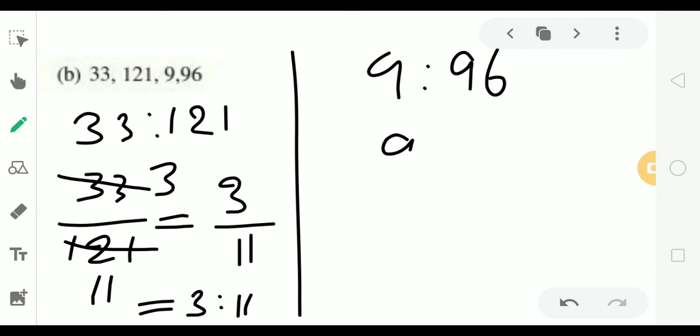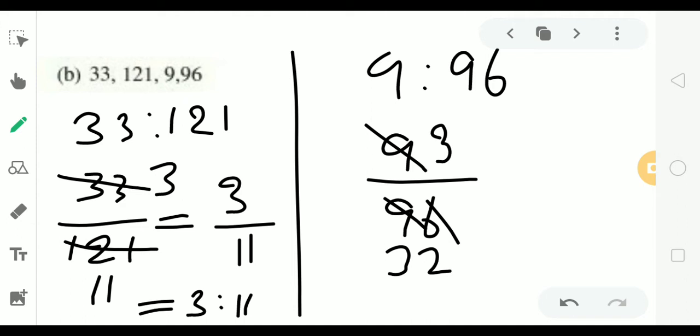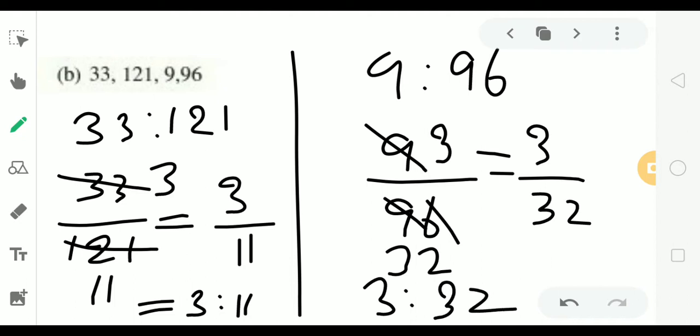See the next one, 9 is to 96, we write it as 9 upon 96. 3 threes are 9, 3 thirty-twos are 96. So we get 3 upon 32, that is 3 is to 32. So here we find that 3 is to 11 and 3 is to 32 are the simplest forms.